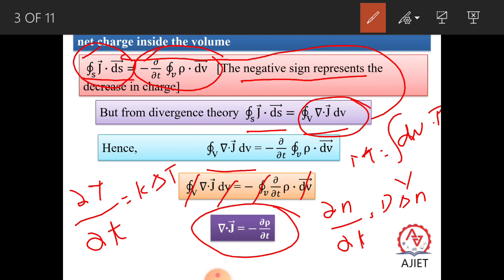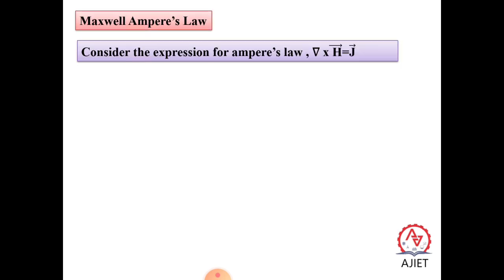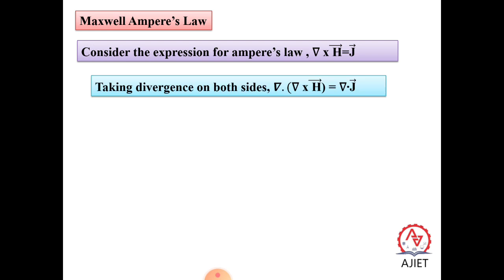Okay. Now let us go for the next concept, that is the Maxwell Ampere law. So what is this Maxwell Ampere law? Let us consider Ampere's law. Ampere's law tells you that del cross H is equal to J. So the curl of a magnetic field represents the current density. Now let us make some simple steps.